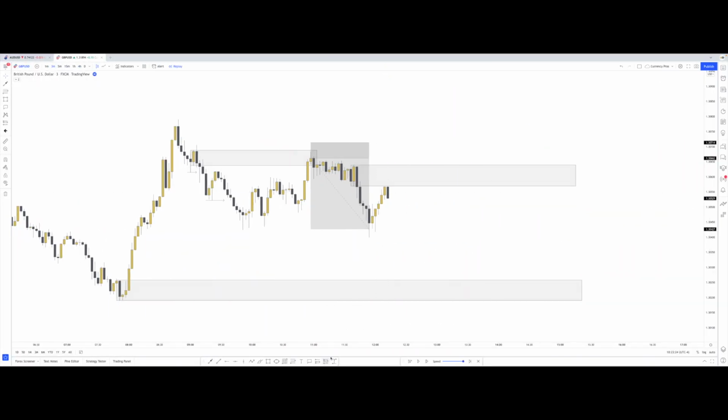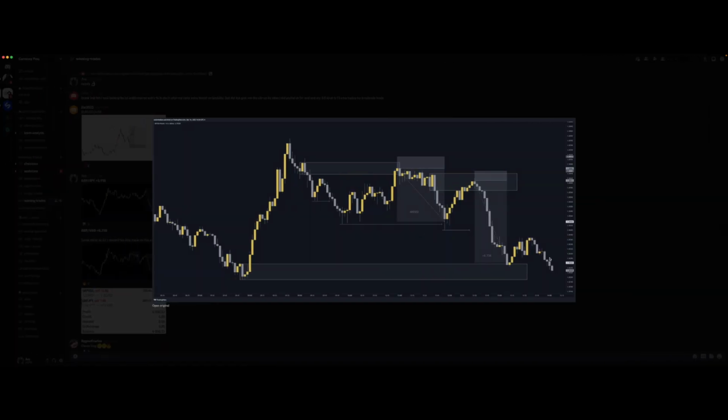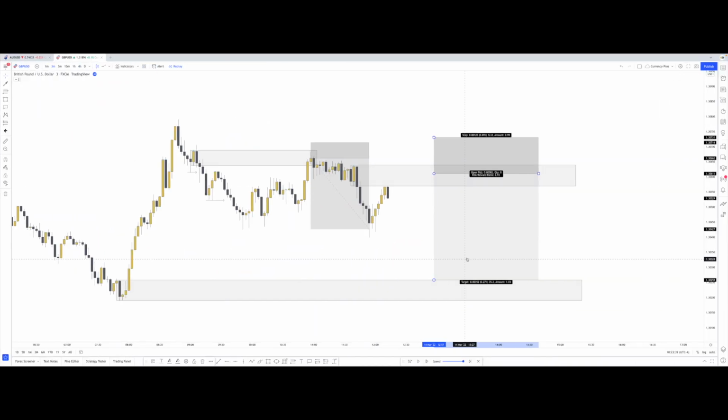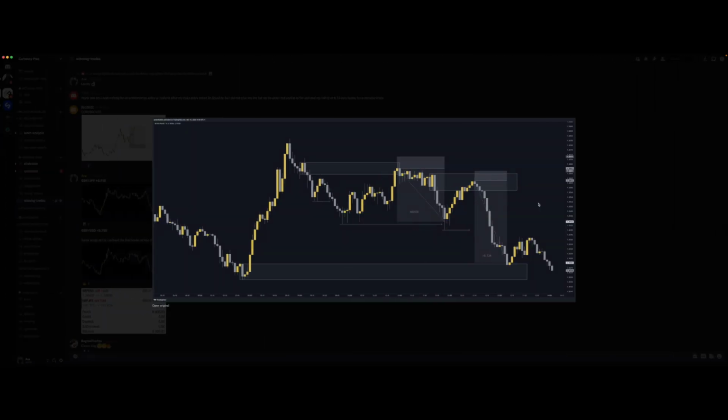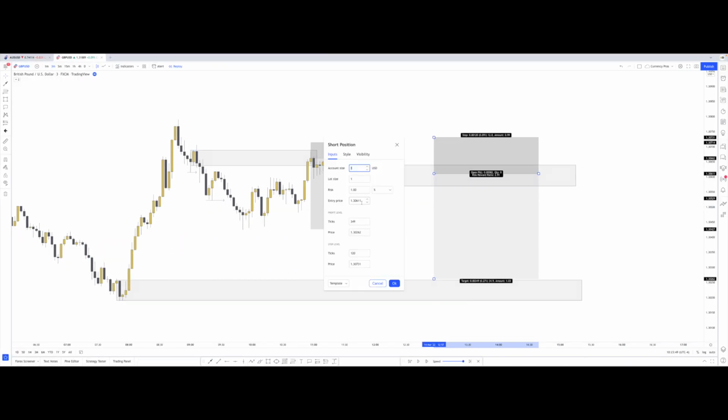1,306.11. A little bit higher. I can't remember if this was a manual execution or what. Targeted down here, 262. Stop loss was 306.62. Something like that.